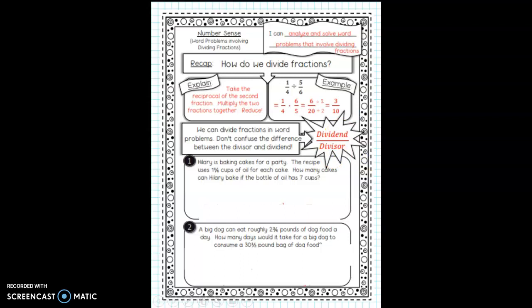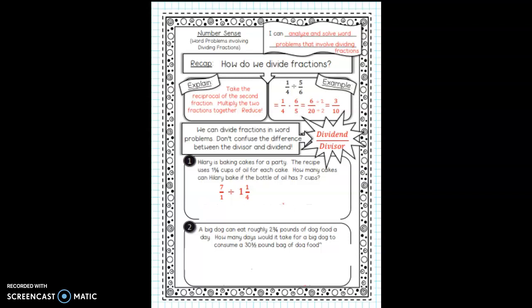Henry is baking cakes for a party. The recipe uses 1 1/4 cups of oil for each cake. How many cakes can Hillary bake if the bottle of oil has 7 cups? So this problem, we are doing 7 divided by 1 1/4. 7 over 1 divided by 1 1/4, we need to change our mixed number to an improper fraction.